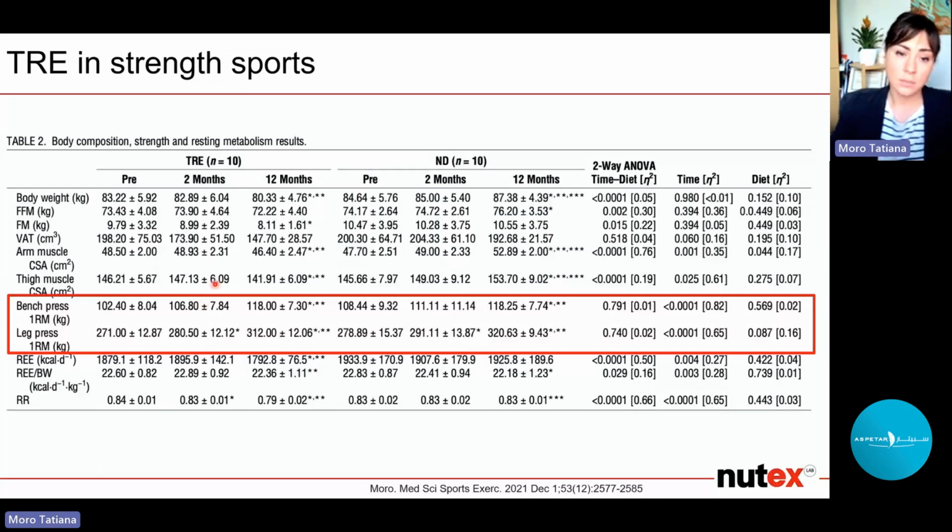So to summarize, time-restricted eating can help the performance of our athletes in both endurance and strength studies. It is not really impacting the athletic performance, but it is improving their body composition, reducing fat mass, and at least maintaining their muscle mass, but it is not helping to increase muscle mass. That has to be specified.